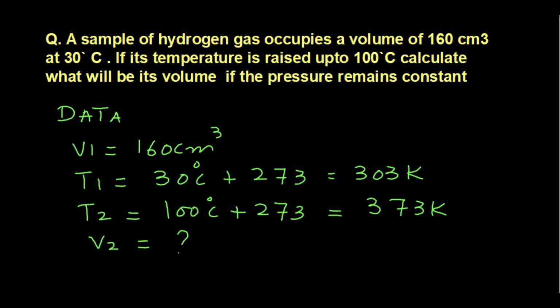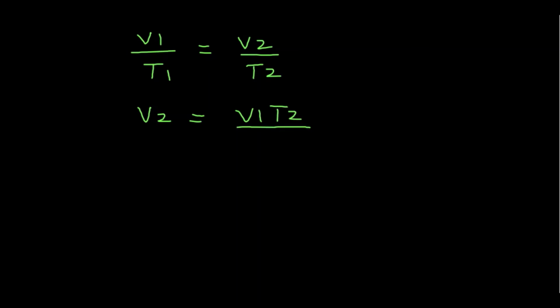Now by using the equation of Charles's law, we will solve this numerical, that is V1 upon T1 is equal to V2 upon T2. Since we are asked to calculate V2, so we will rearrange this equation as V2 is equal to V1 T2 divided by T1.